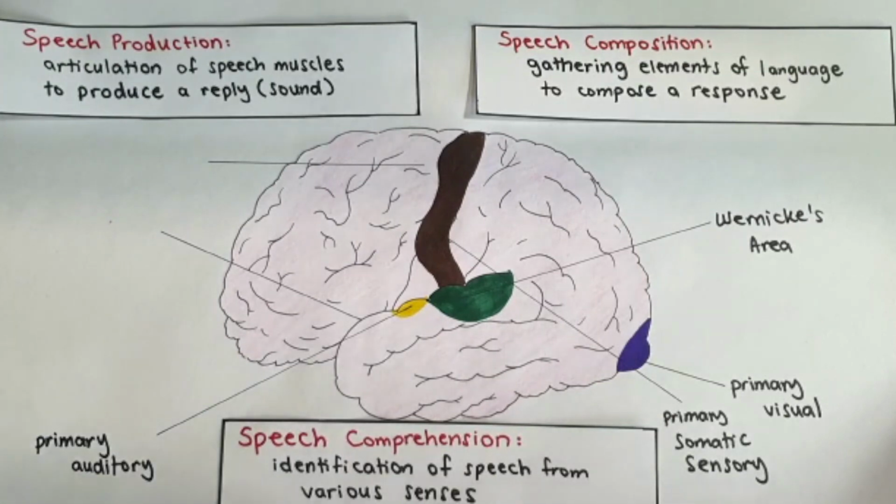The signal will then move from the Wernicke's area to an area known as your Broca's area. The Broca's area is mainly used for speech production, which is the articulation of the speech muscles in order to produce a sound or a reply.